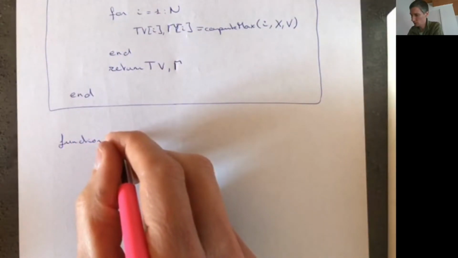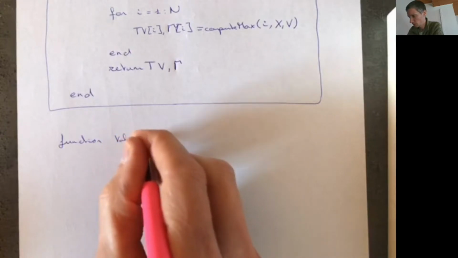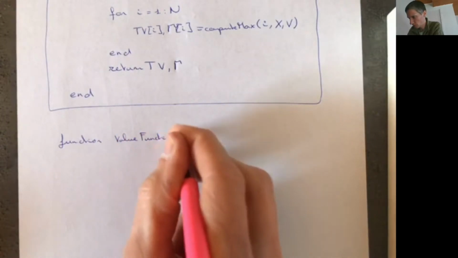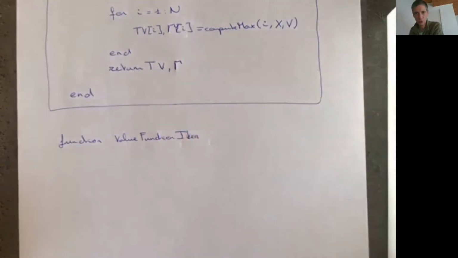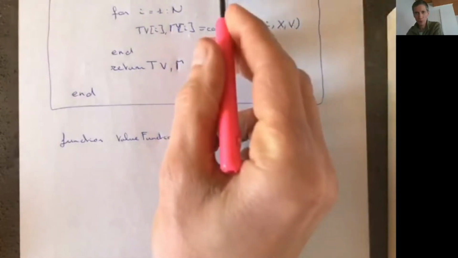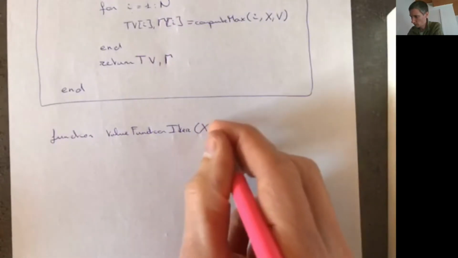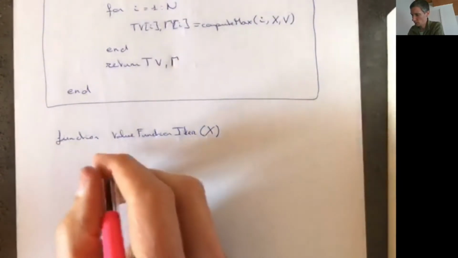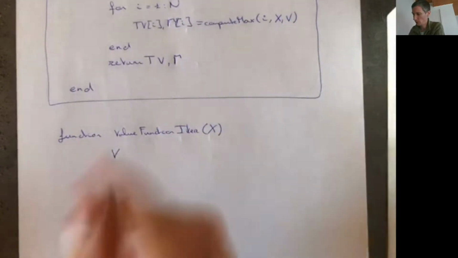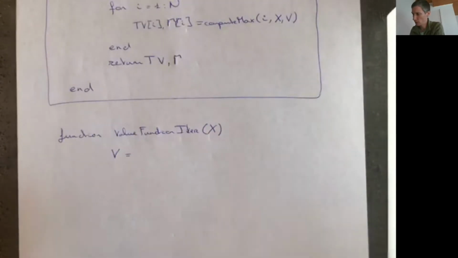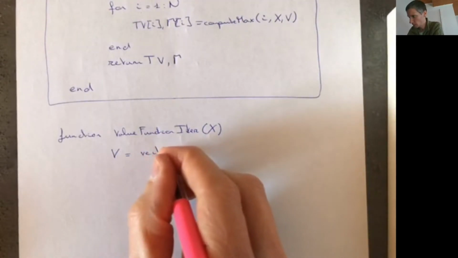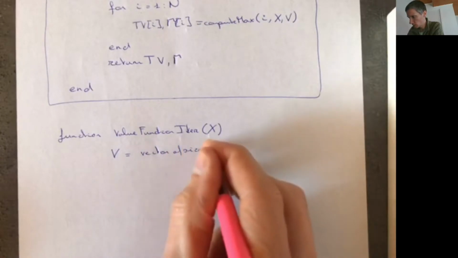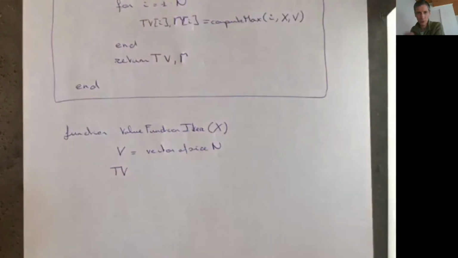So let me get my function. So let me call this value function iteration. So what do I need as input? Well, basically I only need my states here, right? Then I'm going to have to make a vector of values, right? I'm going to have to loop over, each time computing a new vector, so let me call this vector TV.